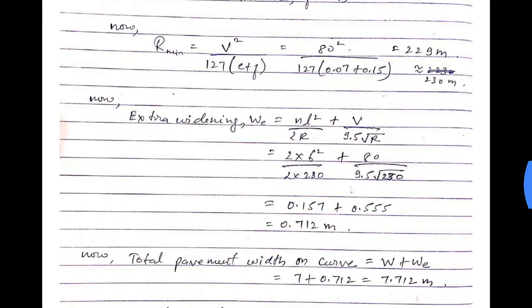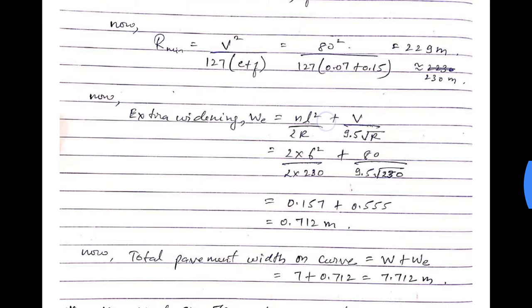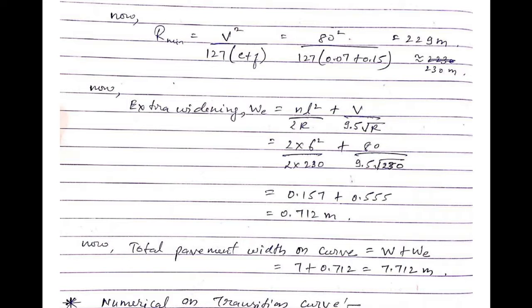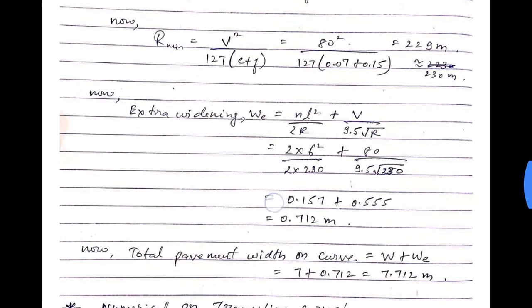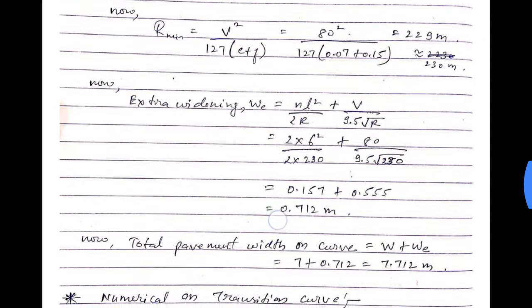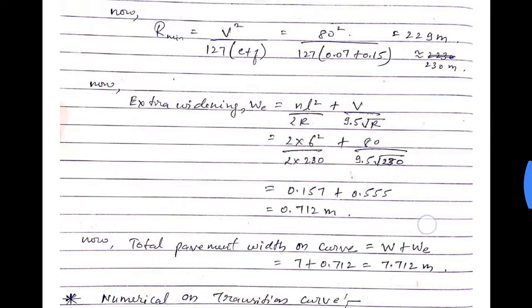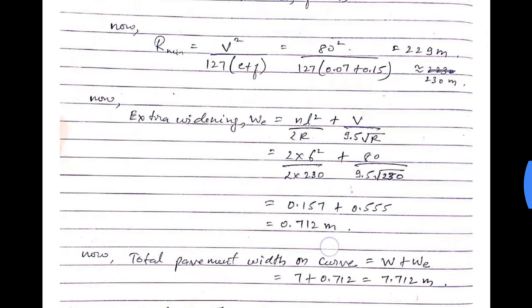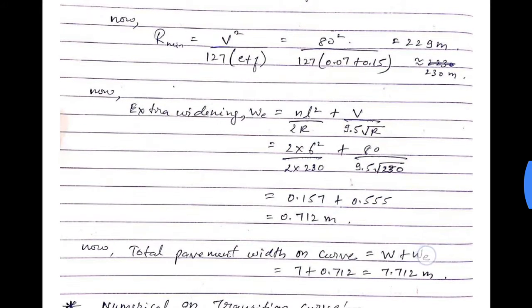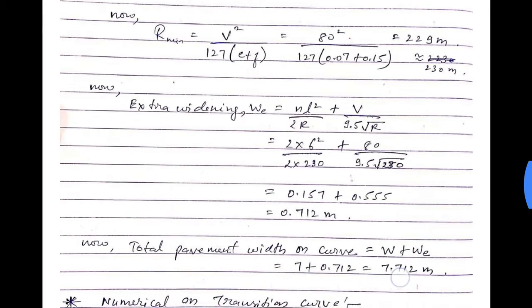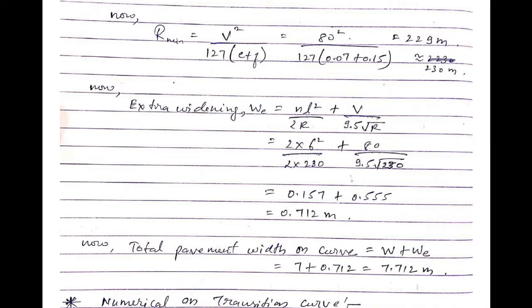N is nothing but number of lanes 2, L is standard wheelbase 6, V 80 kmph and R we just found out. Substituting all these values and solving we get 0.712 meters. So this is the extra widening. In the question they have asked the total width of the pavement. So total width would be the existing width of road plus the extra widening. So 7 plus 0.712, it is 7.712 meters.